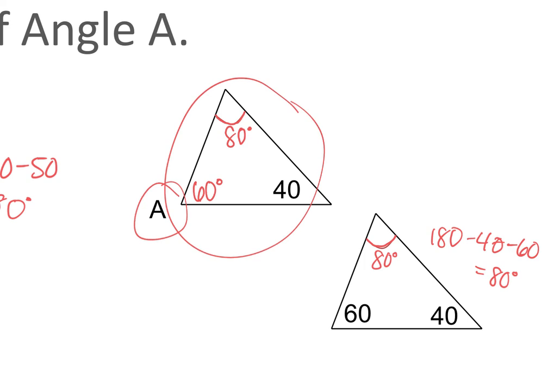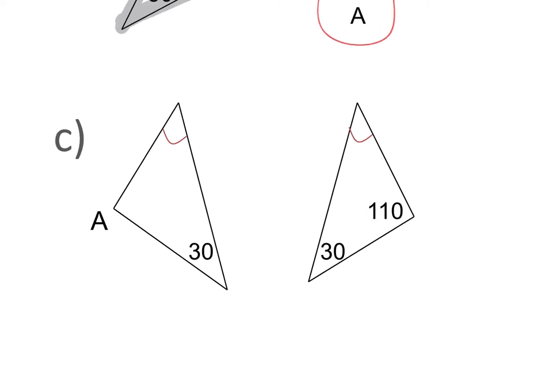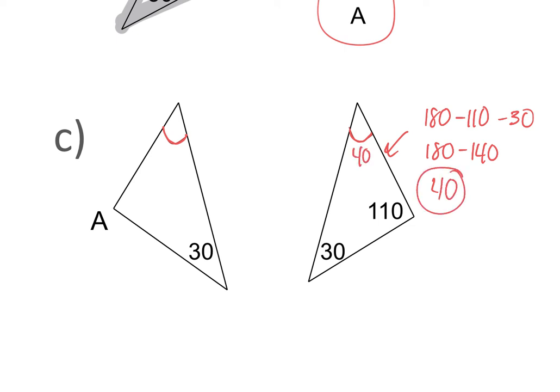And our last example. We've got 30, we've got 110, and then we've got an angle that we don't know. I'm looking over here on the right. This angle is going to be the same as this one over here, so that'll help us figure out what angle A needs to be. We've got 30, we've got 110, so we take both of those away from 180, minus 110, minus 30. We're going to get 180 minus 140, which is, I'm sorry, just 40. So our last angle is 40 degrees.